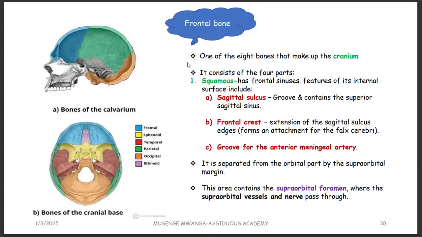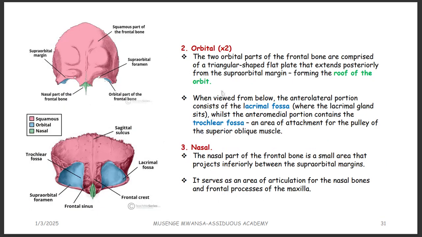So what are other features that you need to know about? We have said that the frontal bone has first the squamous part, the flat part, and the flat part is the one we just discussed. Now we are going to find the part of the frontal bone that will make up the orbit. It will actually form the roof of the orbit.